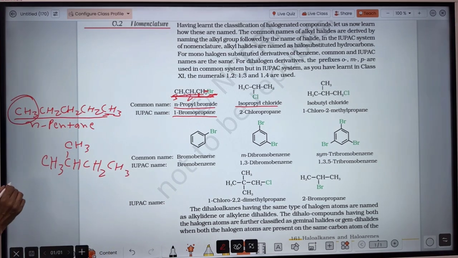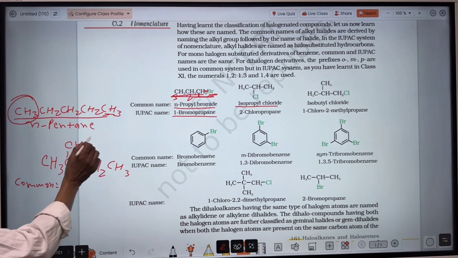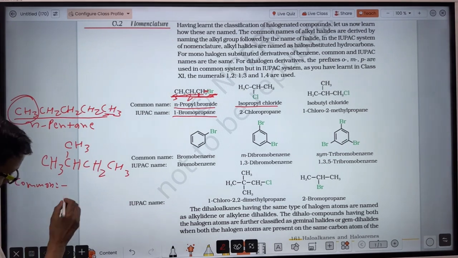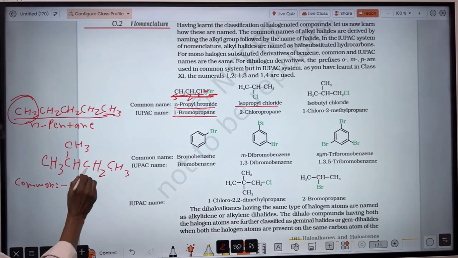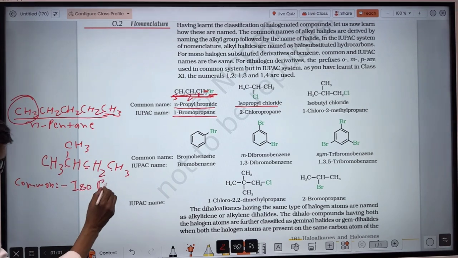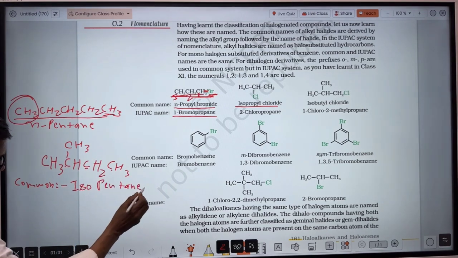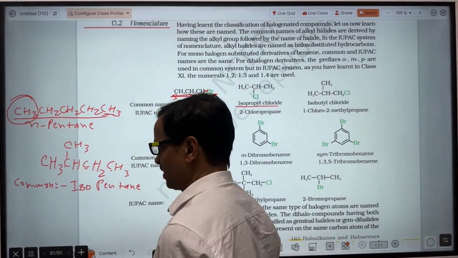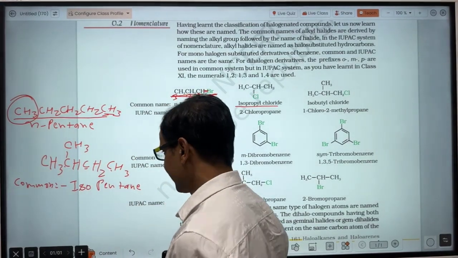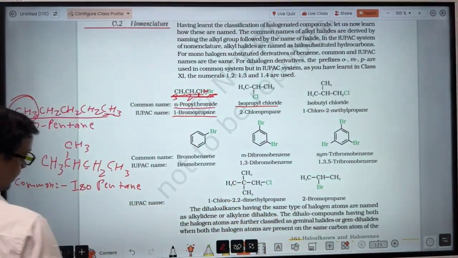So its common name will be, when a methyl group is bonded to the second carbon atom, then we will write the word iso, and the total number of carbon here is 5. So we will say pentane. So the common name will be isopentane, and the IUPAC name will be here.